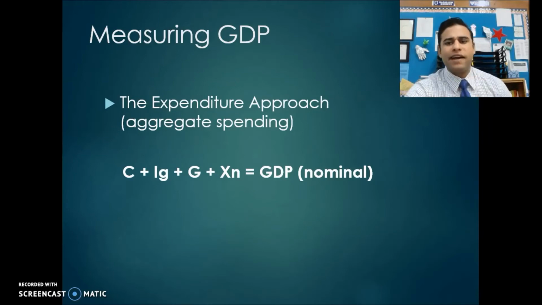So here we go. Let's measure GDP. Okay, and this is really the nuts and bolts of what we want to talk about here. So what we're going to use is called the expenditure approach to measuring GDP. And I do need you to understand and recognize that. Now, what's going to be useful for us is this equation, which is C plus IG, or sometimes just I is fine there, plus G plus X with a subscript of N equals GDP.